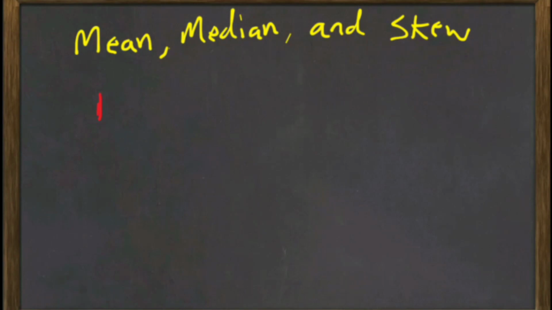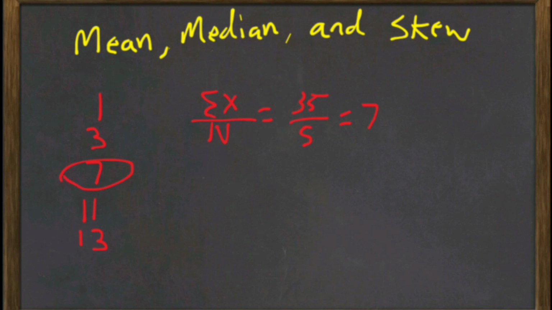Now, if we write down some data, if my data is 1, 3, 7, 11 and 13, the mean is going to be 7, right? The sum of x divided by n is 35. 35 divided by 5 is 7, and the median is also 7. So in this case, the mean is equal to the median.